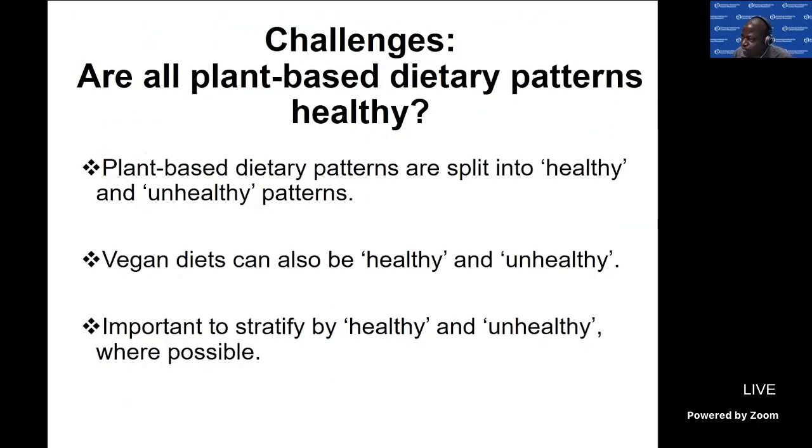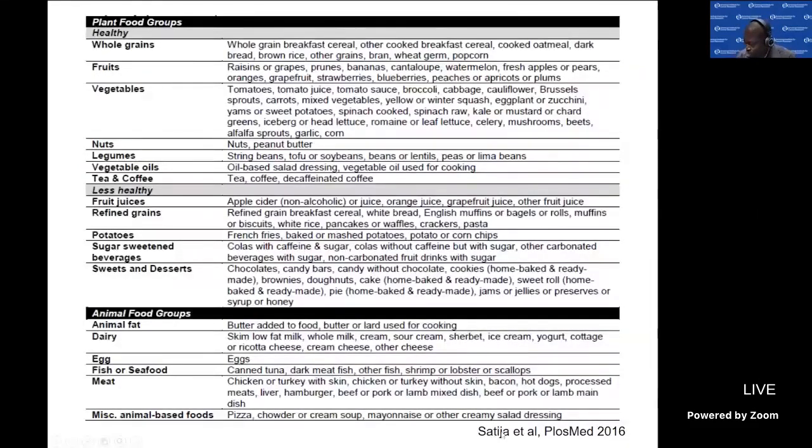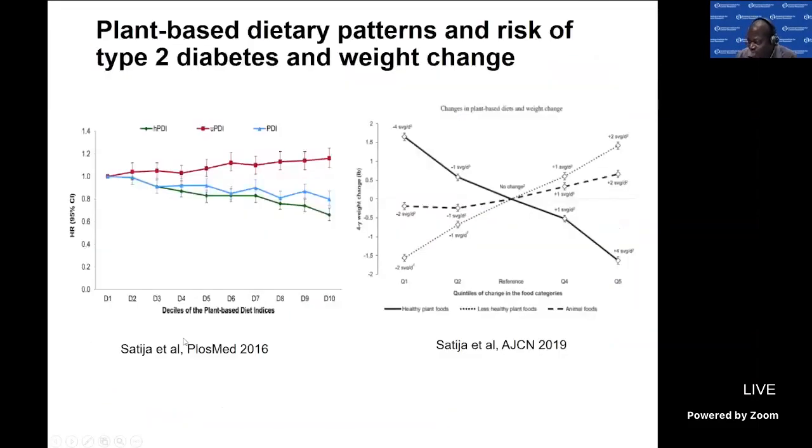When it comes to plant-based dietary patterns, are all plant-based dietary patterns healthy? That is not the case. Ambika Satija, who worked in Frank Hu's group at Harvard, constructed dietary indices separating out healthy plant foods versus unhealthy plant foods and animal foods, and examined the association with type 2 diabetes and weight change.